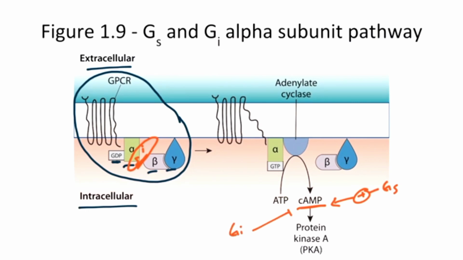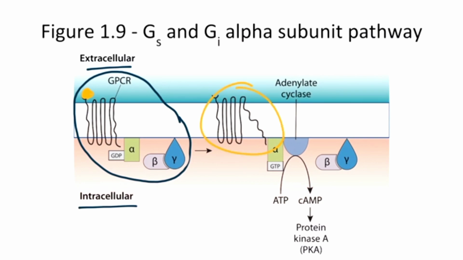Okay, with this in mind, let's assume this pathway is depicting the GS alpha subunit pathway. So when a ligand binds to the receptor, draw that right here, the receptor undergoes a conformational change, you can see that right here, which causes the GS alpha subunit to exchange GDP for GTP. So GDP right here has been exchanged for GTP.